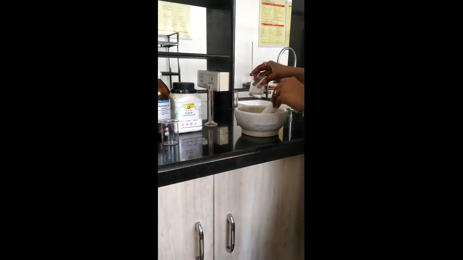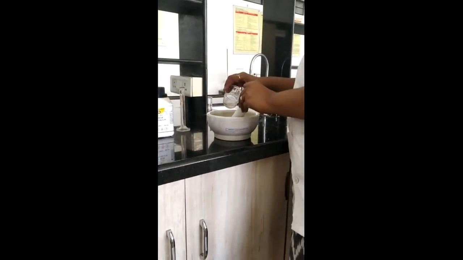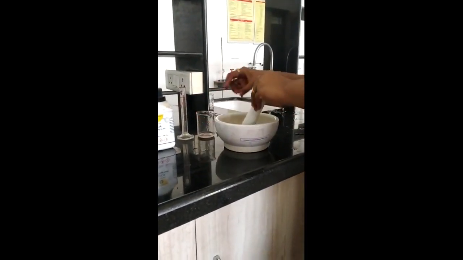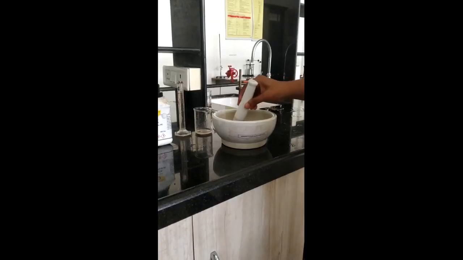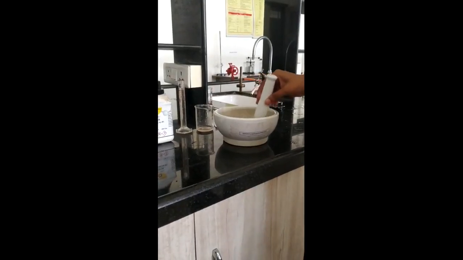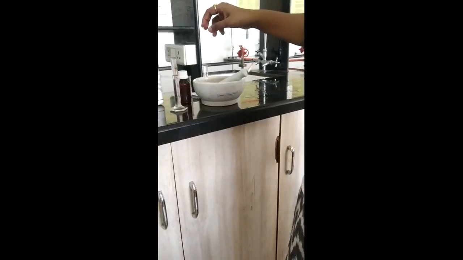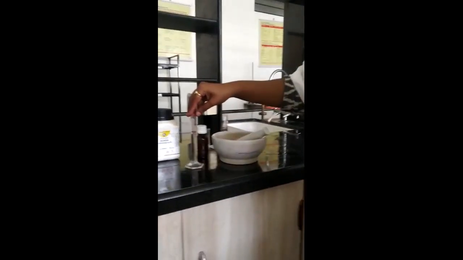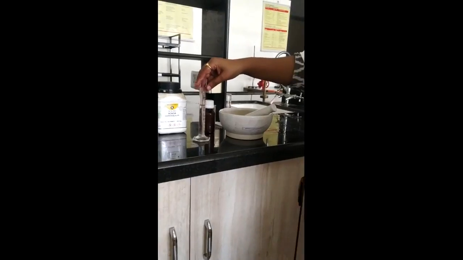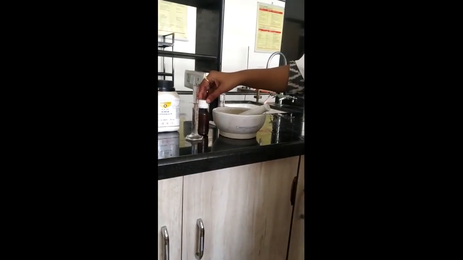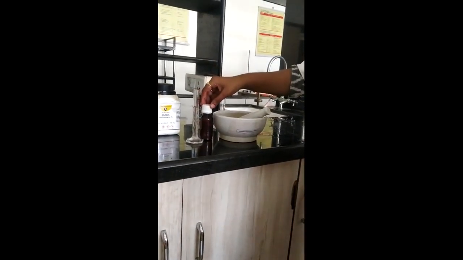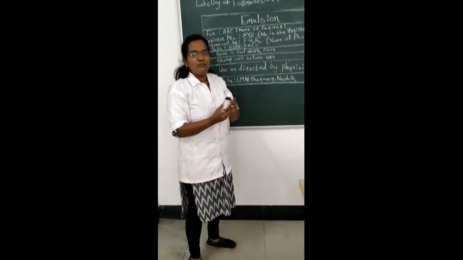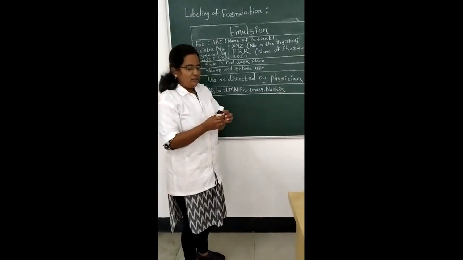Now after proper trituration we have to add this purified water into it. Then again we have to triturate it properly in this mortar and pestle. So now after trituration I transferred this solution into this measuring cylinder and made up the volume up to 10 ml. Now I am going to transfer it into this container, and then we will proceed to the labeling part. So now move towards the labeling part.